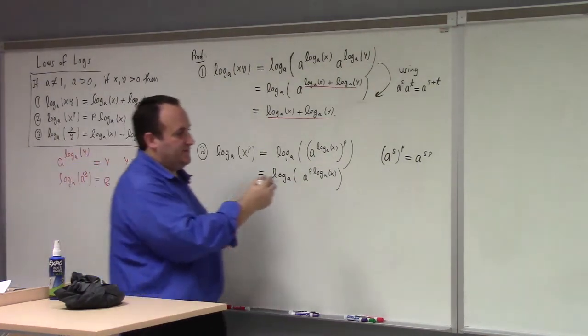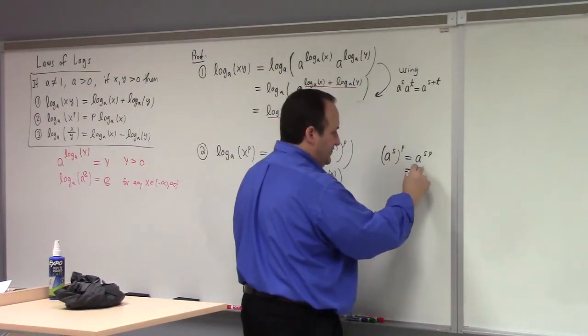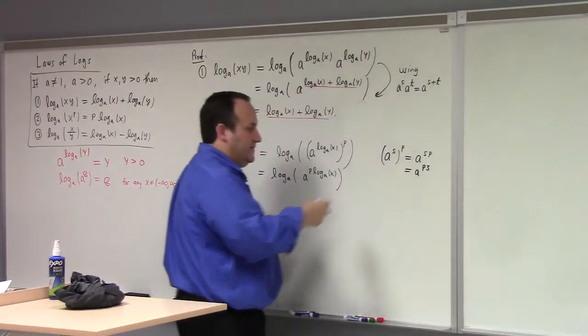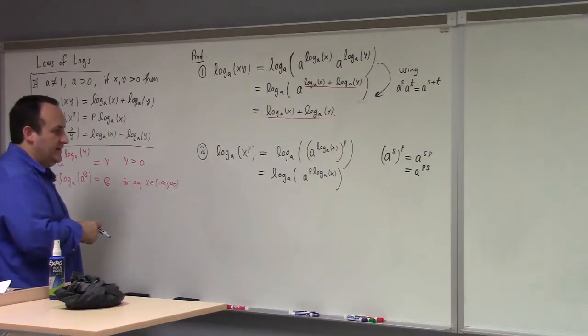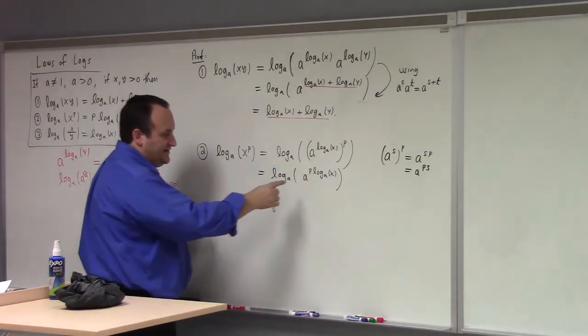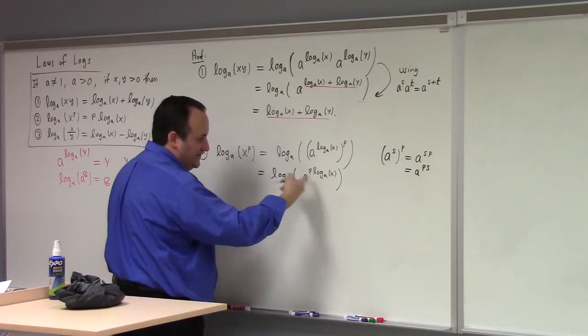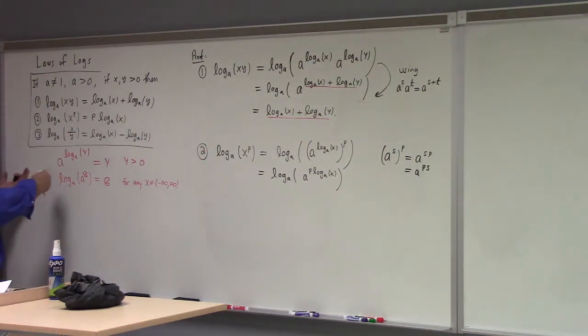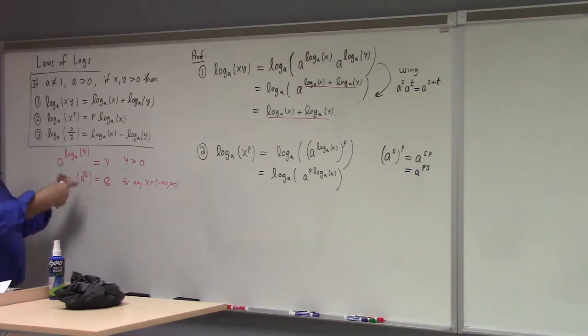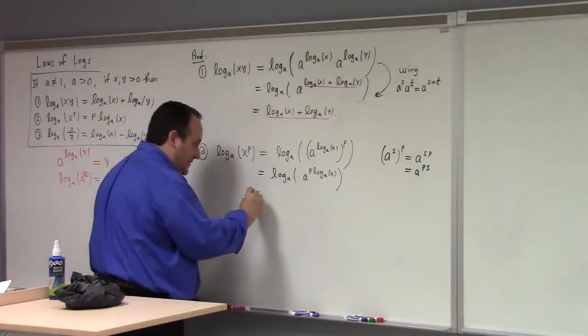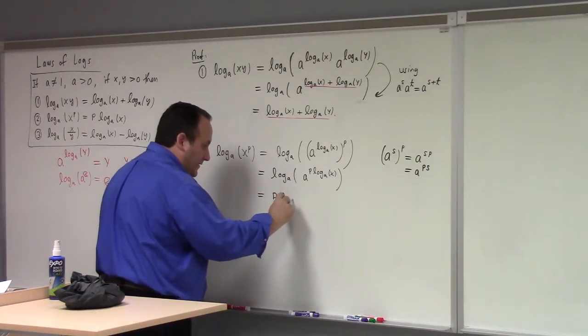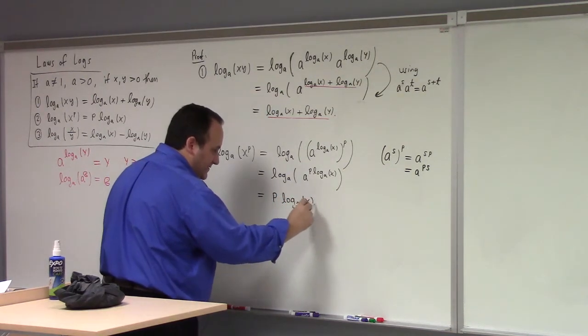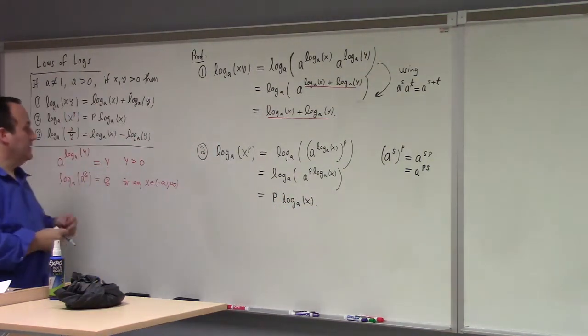See, because a to the sp is also equal to a to the ps. I mean, sp times ps. The multiplication commutes, right? Either way. It's just more aesthetically pleasing for me to write the p first. And then I go back, I go, oh, I got log base a of a to something again. Log base a of a to something, well, that's the something again, so I get p log base a of x. And that, my friends, is exactly what we wanted to show for number 2, right?